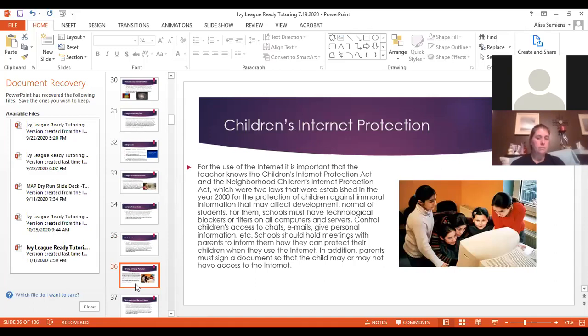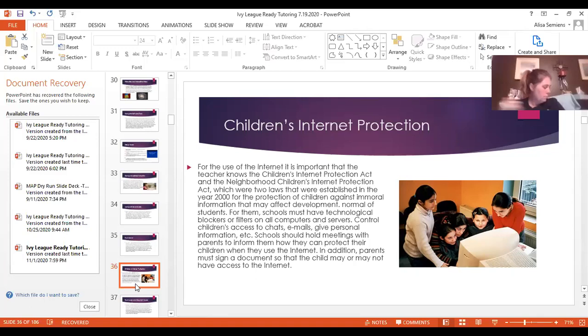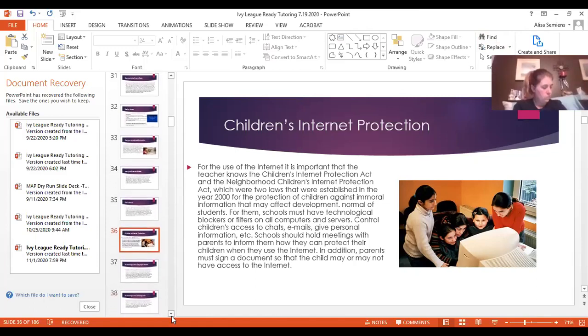Then we also have the Children's Internet Protection. For the use of the internet, it is important that the teacher know the Children's Internet Protection Act and the Neighborhood Children's Internet Protection Act, which were two laws established in the year 2000 for the protection of children against immoral information that may affect development. For this, schools must have technological blockers. A lot of times when you go to schools, they have you on block. You can't get on YouTube and all this stuff. The kids can't get on a lot of things. That's under the Children's Internet Protection Act. You may or may not get a question on that. You get different versions, but make sure you know whatever you need to know under the competency.